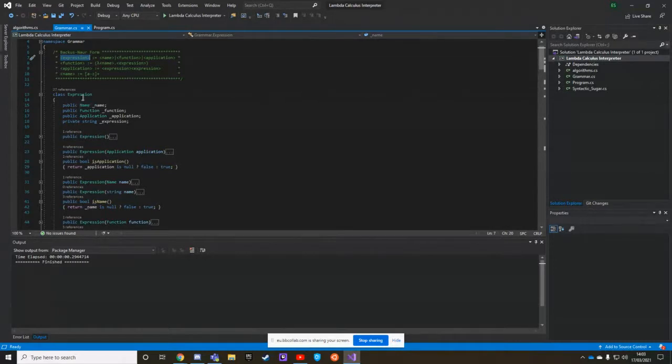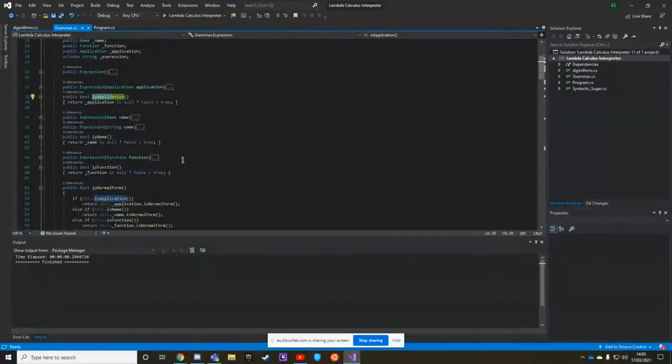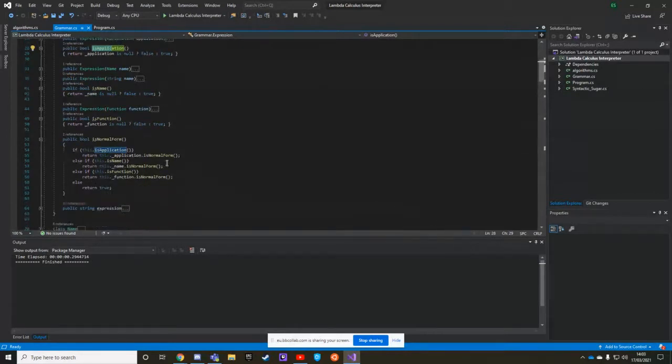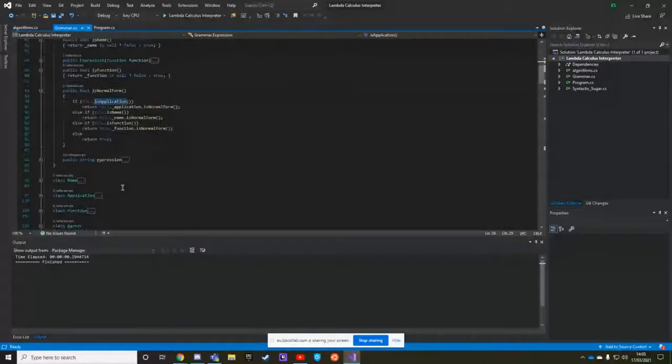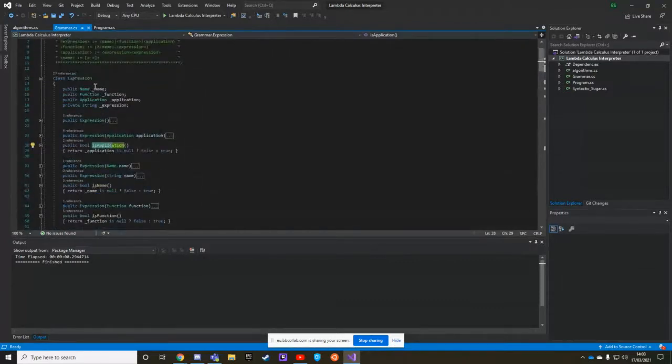So it has the whole thing where an expression initializes. It can either be a name, function or application, and then it checks what it is by using these functions is application or is name, which is similar to what the PyLambda one uses, apart from it just uses the built-in Python function isinstance. So I sort of converted that into this C# style thing of doing it myself. Then I have is normal form as well, which is also in PyLambda, but instead it uses this is normal form in each class. So the expressions can be done in each one of these.